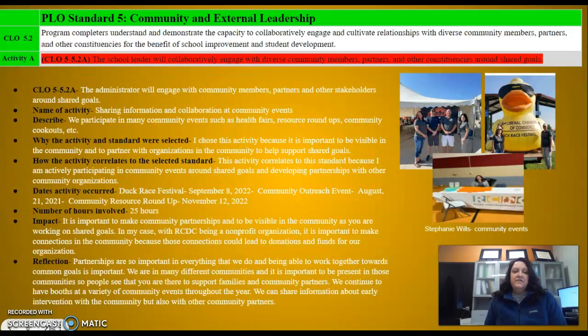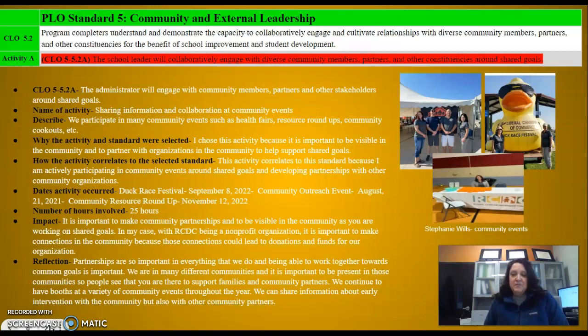The next standard is Standard 5, Community and External Leadership. The component that I chose for this standard was 5.2a. In my own words, the administrator will engage with community members, partners, and other stakeholders around shared goals. The name of this activity is just sharing information and collaboration at community events.